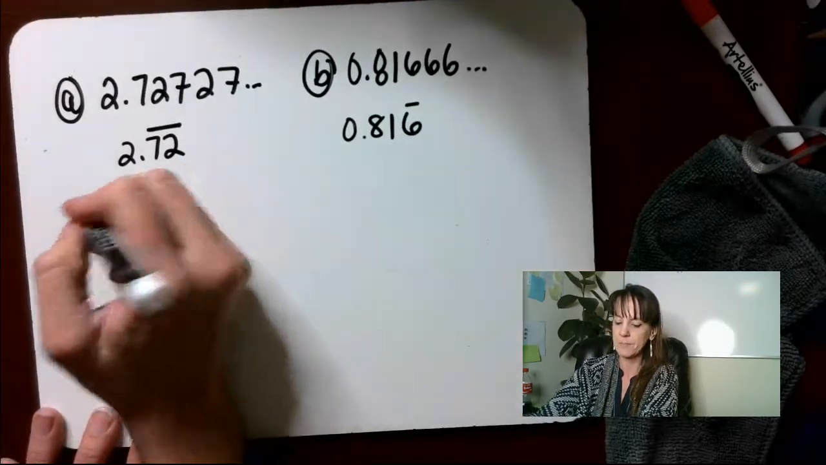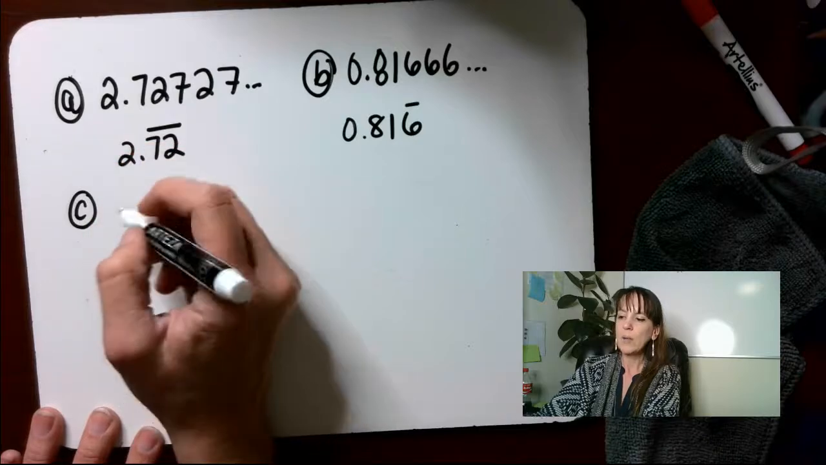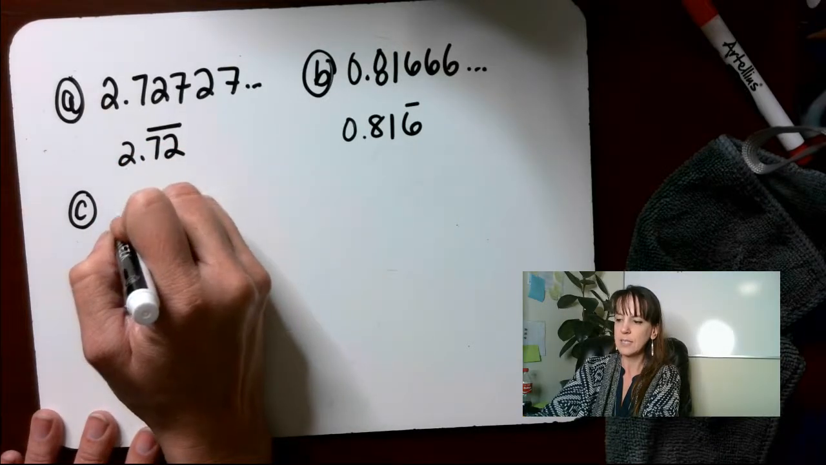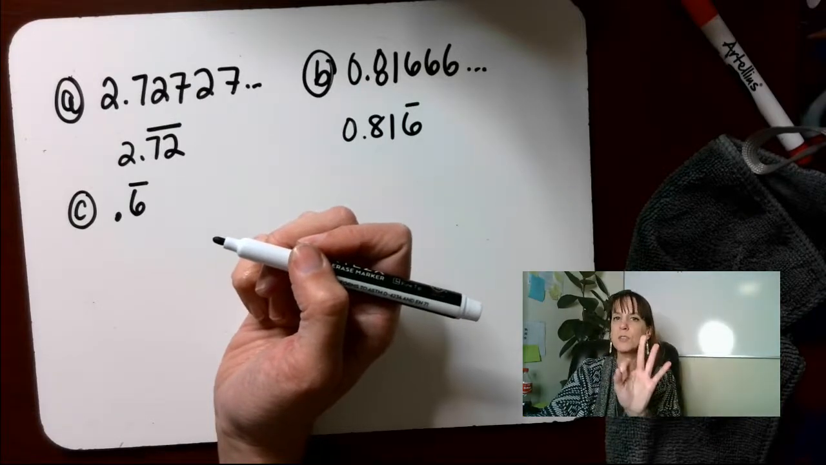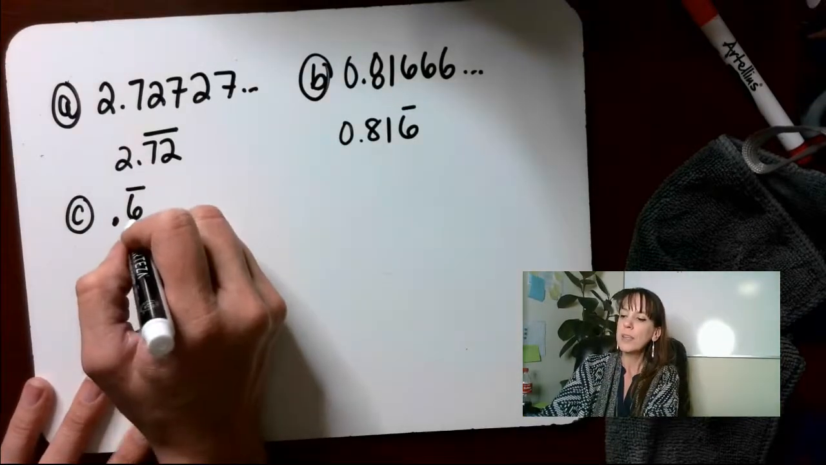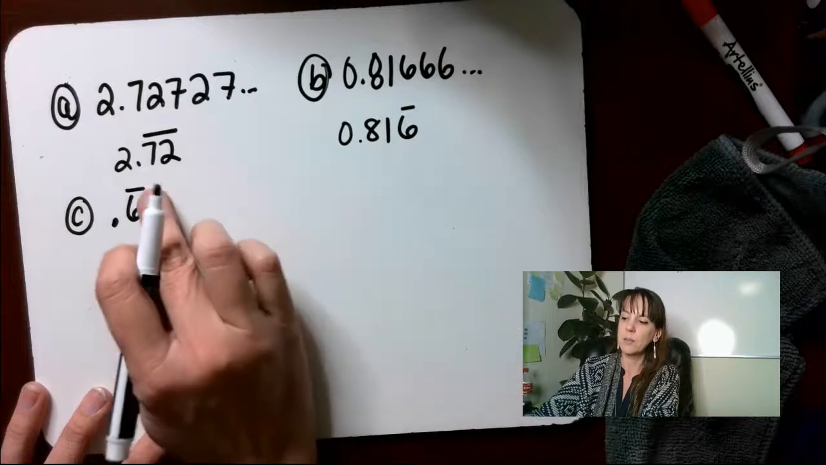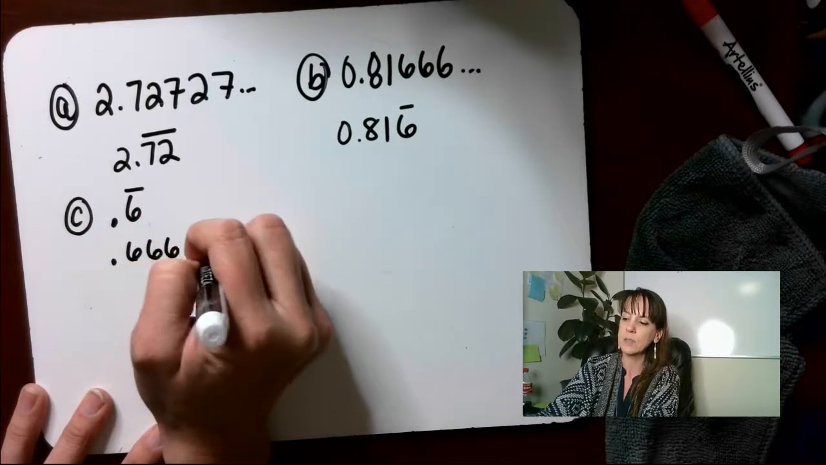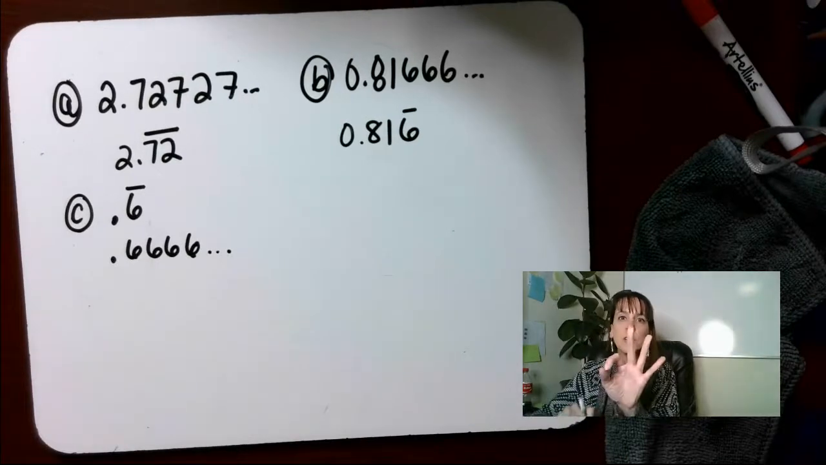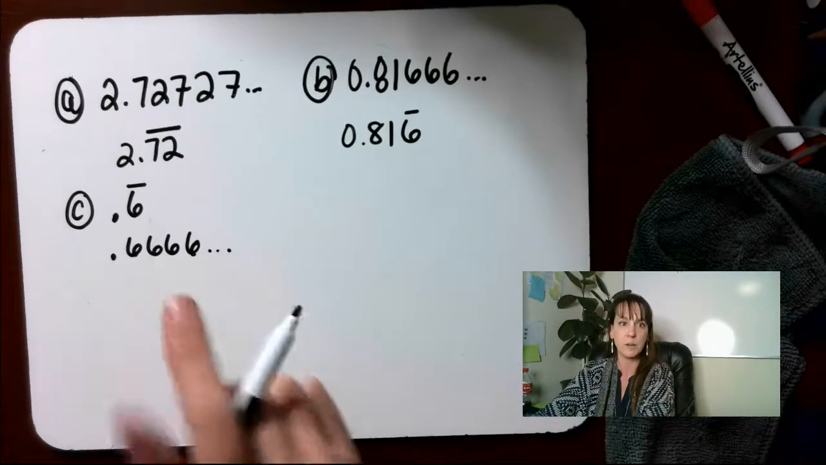C. Round this to the nearest thousandth. Remember, thousandth is our third decimal place over. So this is going to be 0.6666 and so on, right? We're going to the third decimal place, which means we need 4 digits up here.